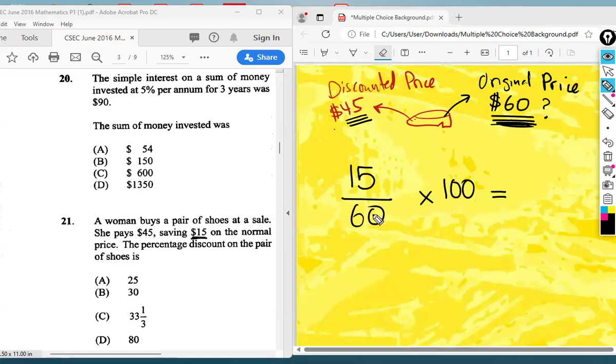So 15 over 60 multiplied by 100, I guarantee you, will give you 25%. The answer would be A. So if you didn't know, now you know.